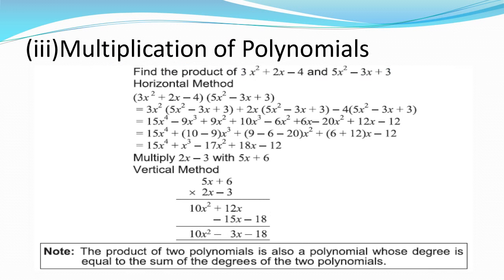Similarly, we multiply both, and then we separate the x cube terms, x square terms and x terms. So we can easily solve them by addition and subtraction, whichever operation we can perform. So the answer is 5x to the power 4 plus x cube minus 17x square plus 18x minus 12. Then we multiply 2x minus 3 with 5x plus 6 in the vertical method.